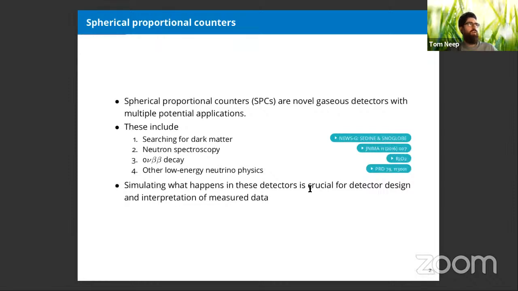For those of you who don't know, what are spherical proportional counters? Spherical proportional counters, which I'll refer to as SPCs throughout this talk, are novel gaseous detectors with multiple potential applications. These include searching for dark matter, neutron spectroscopy, neutrinoless double beta decay, and other low-energy neutrino physics. So there's a wide range of uses for these detectors, and being able to simulate what happens in them is crucial for future detector design and for interpreting measured data.